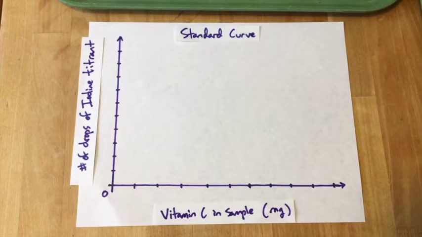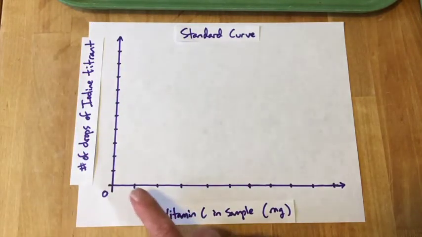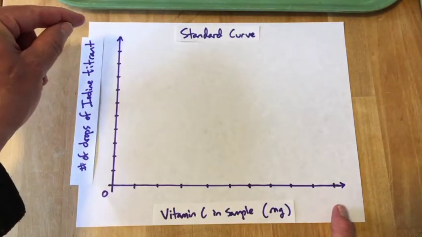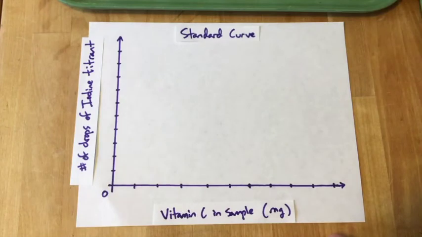For this part of the experiment, I asked you to prepare a graph that you're going to use to plot the standard curve data. So you should already have something that looks like this. It should have the axes labeled. It should have 10 marks going across the x-axis, 10 marks going up the y-axis, equally spaced. And I said I would tell you how to scale each axis by giving you the number that goes here at the end. So the highest amount of vitamin C that was in the standard samples was 1.00 milligrams of vitamin C.